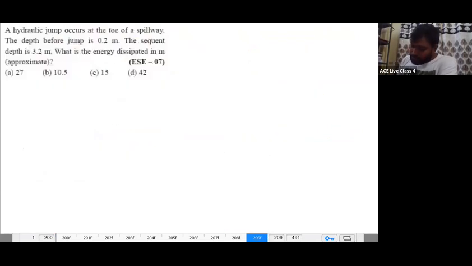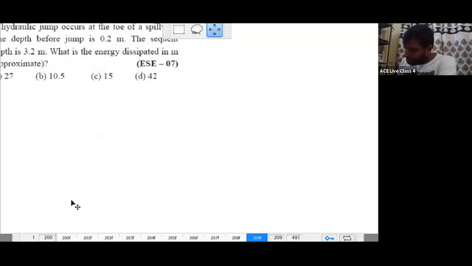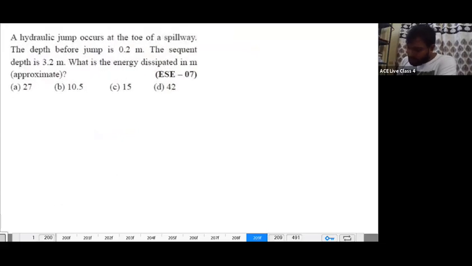So now again, in this question, there is a hydraulic jump. A hydraulic jump occurs at the toe of a spillway, and the depth before the jump is 0.2 and the sequent depth is 3.2. The depth before the jump, y1, is 0.2 meters. The sequent depth is going to be 3.2 meters.